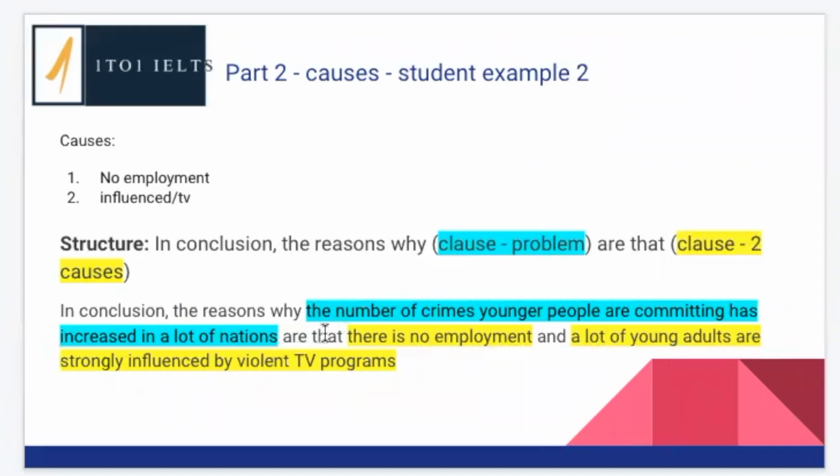We've got the are that, as you can see from the structure, and we've got clause 1, there is no employment, and clause 2. A lot of young adults are strongly influenced by violent TV programs. Here's our second example of part 2 of our structure. We only have one more part left. Now we have to add these solutions. So let's have a look at how we do this. And this is a slightly different structure to other conclusions.